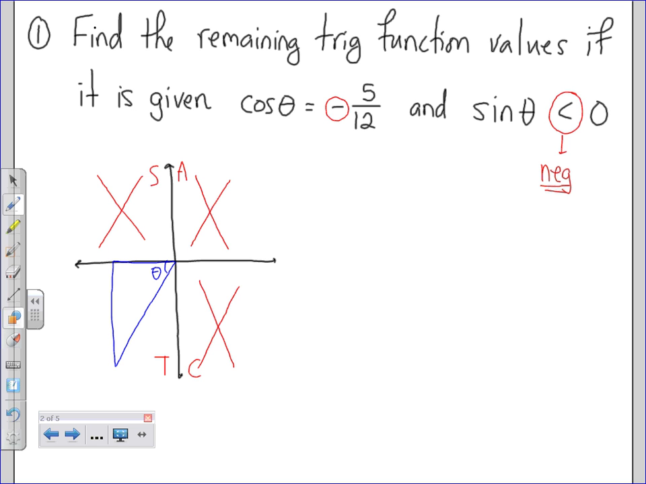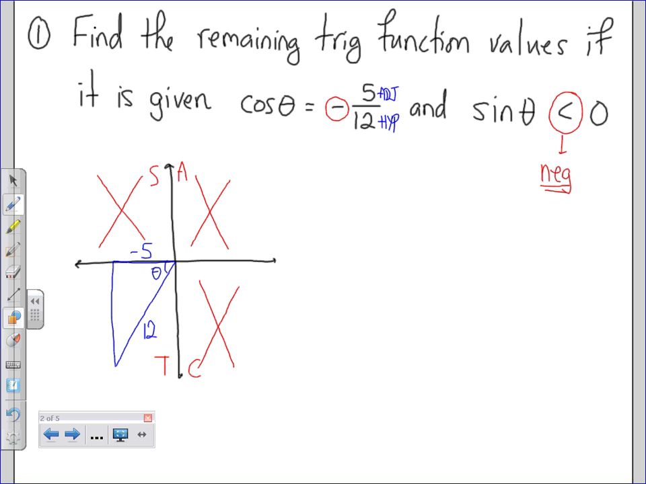Okay, so now I need to label on that triangle my 3 sides. Cosine is adjacent divided by hypotenuse. Since the hypotenuse cannot be a negative value, we'll go ahead and label it positive. That makes the adjacent -5. And now what we need to do is figure out the length of the opposite side. The opposite side can be found using Pythagorean's theorem.